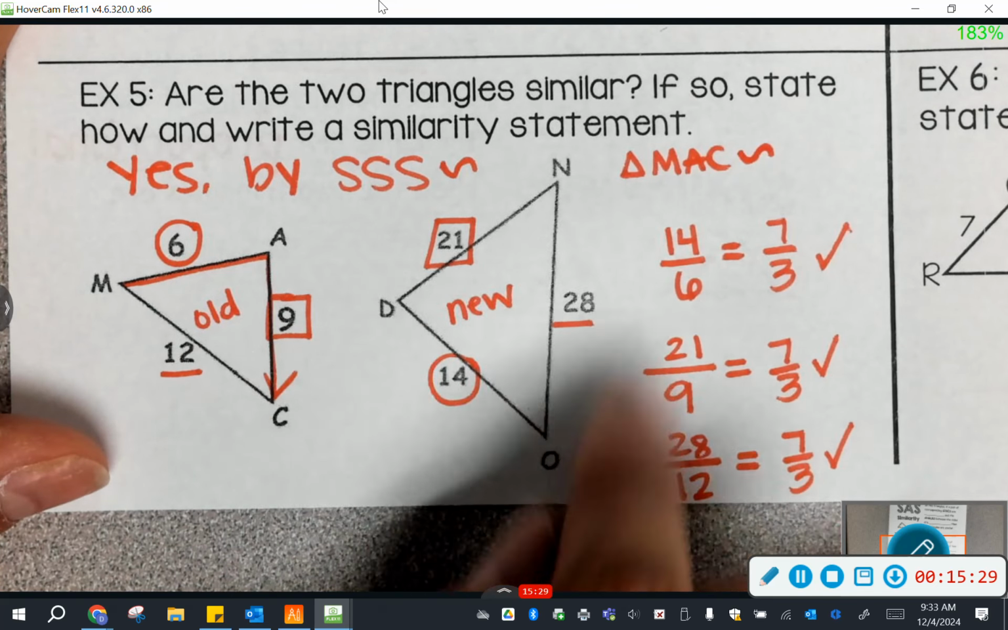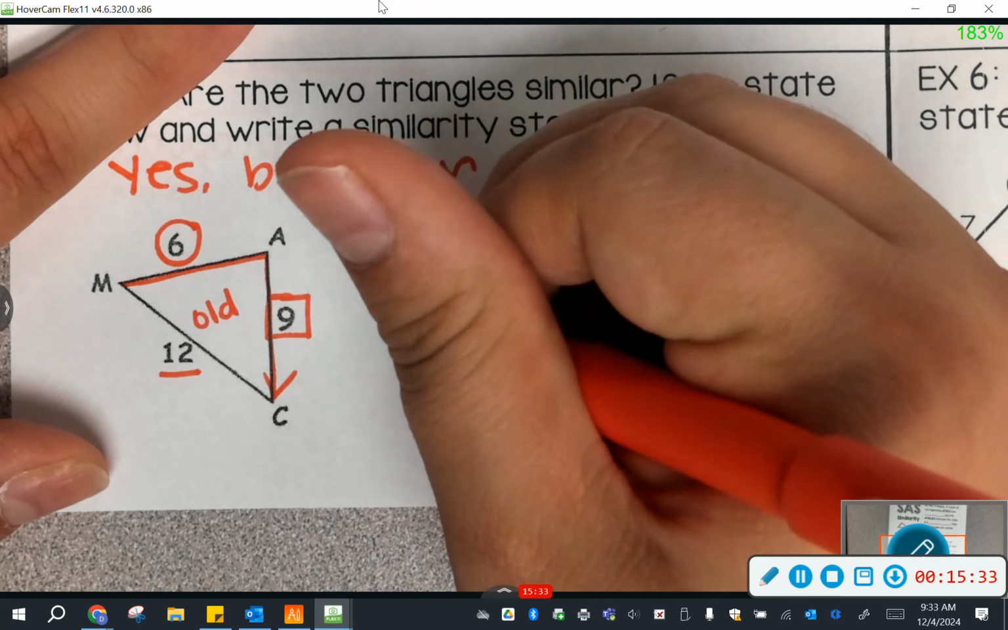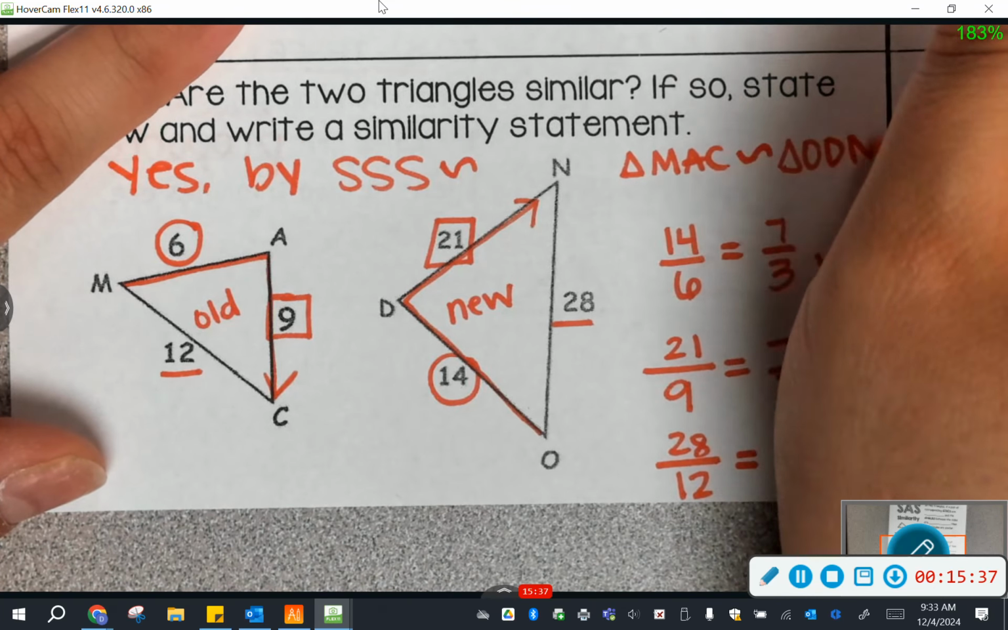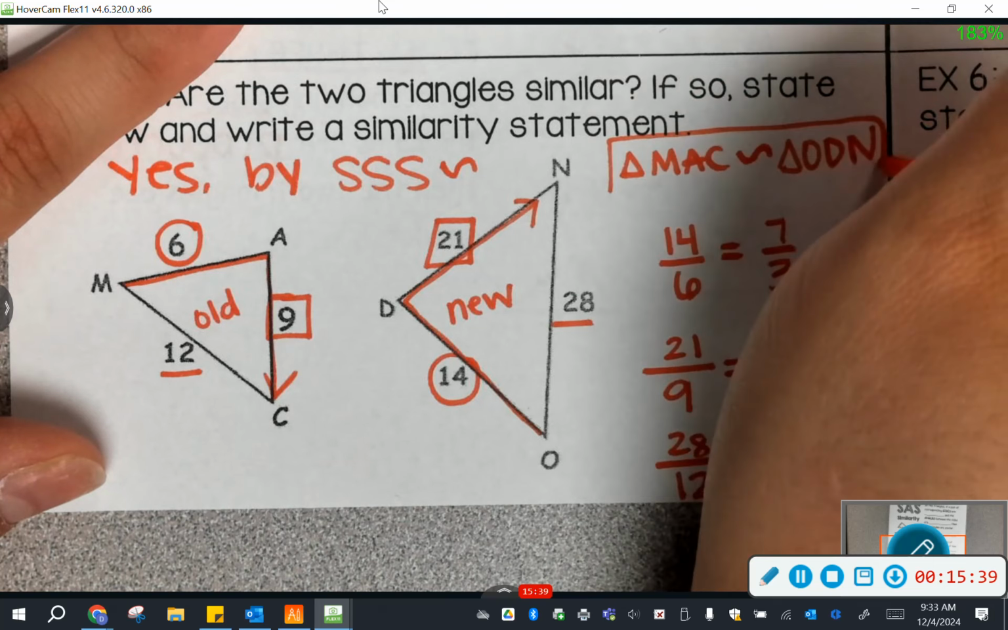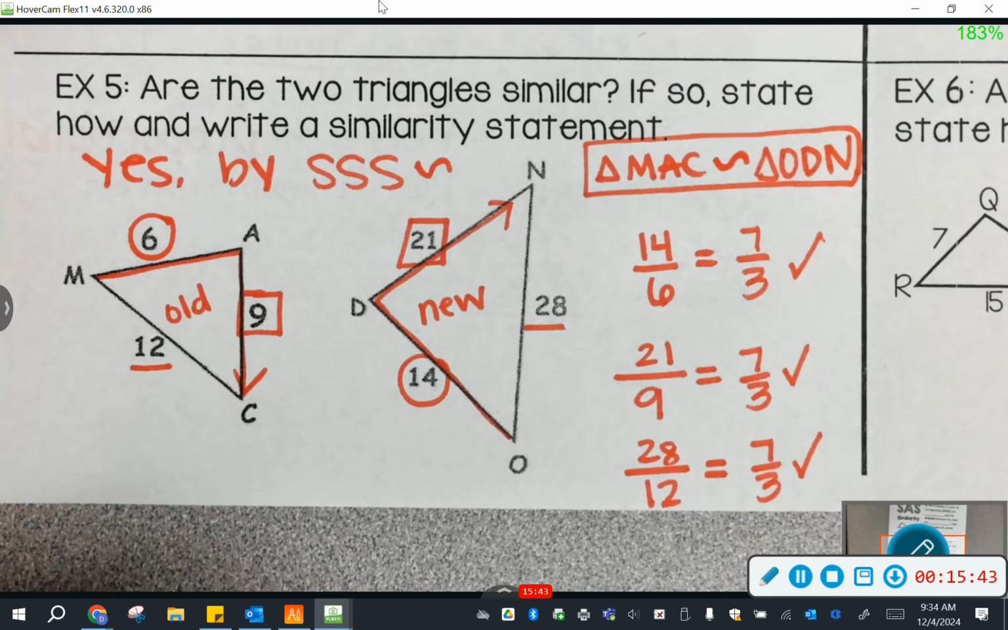What would you do to go from the circle to the box? O-D-N. Again, if you need to, do your chart to make sure you do that correctly. I want you to do example 6 on your own. Just set up the ratios, the dividing.